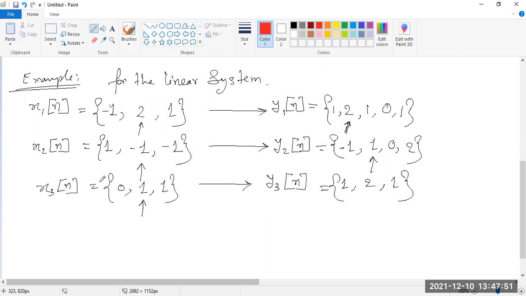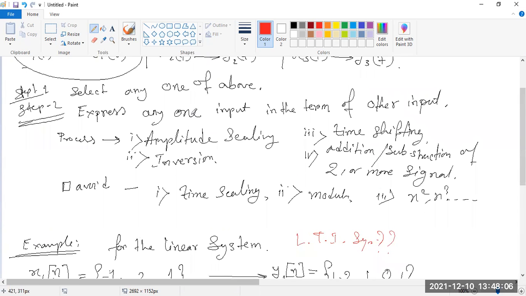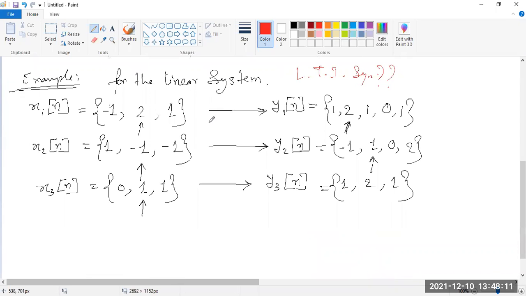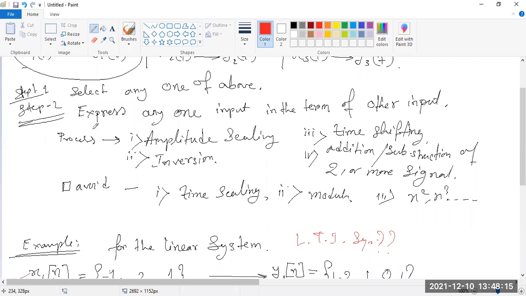Okay, so how could I find out whether this is an LTI system? The first step was to select any of these above. Yes, I am selecting this one, and then express any input in terms of the other inputs.